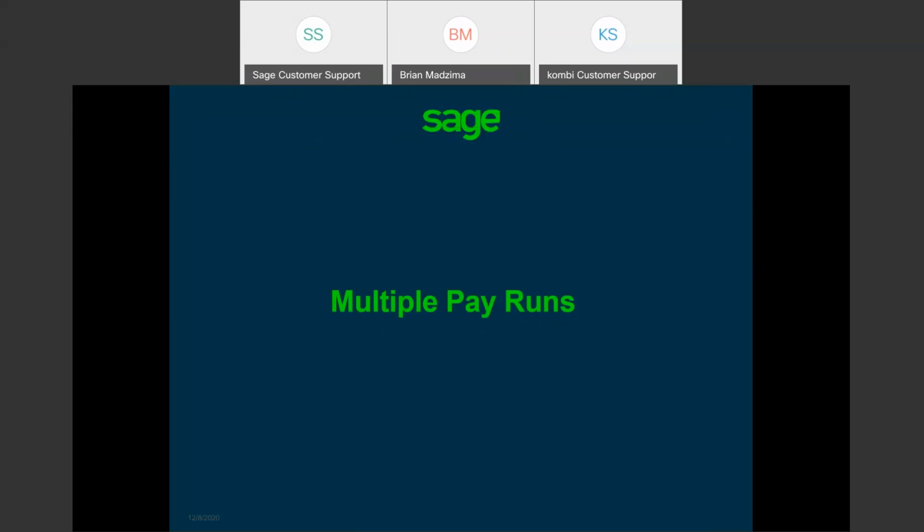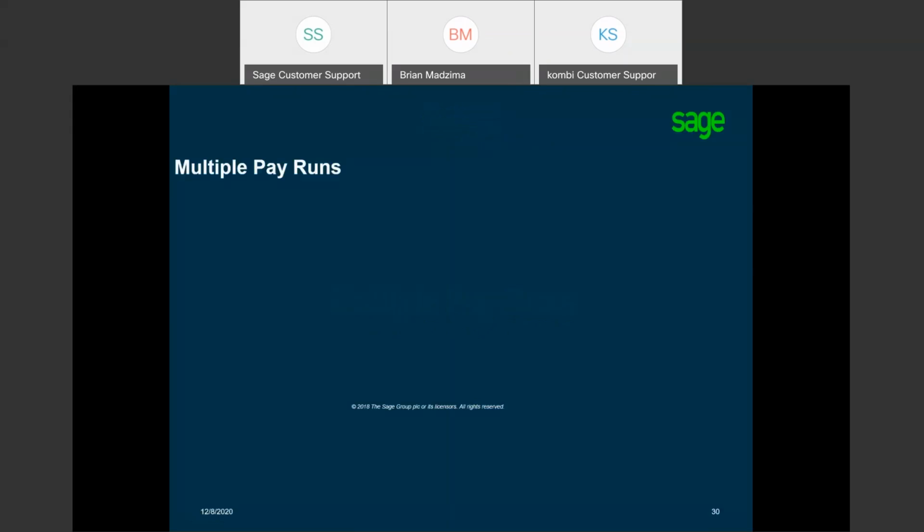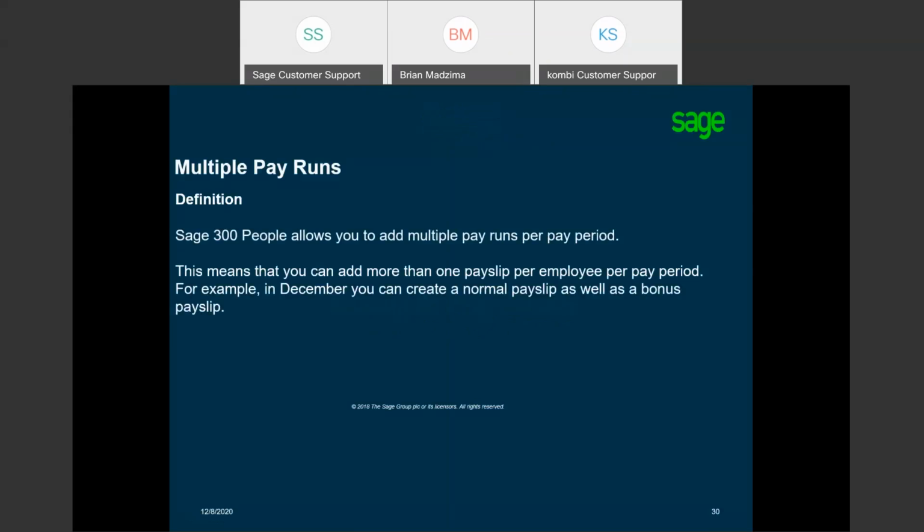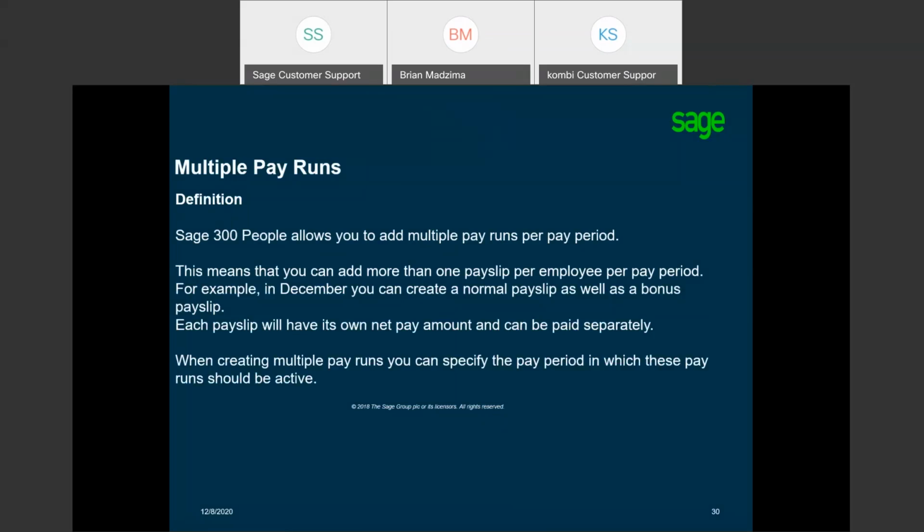Now let's just discuss the multiple payruns and how it's set up on the system. So let's firstly have a look at the definition. Sage 300 People allows you to add multiple payruns per pay period. Other people may refer to these as separate payslips as well. This means that you can add more than one payslip per employee per pay period. For example, in December, you can create a normal payslip run as well as a bonus run for your employees as well. Each payslip will have its own net pay amount and can be paid separately as well.